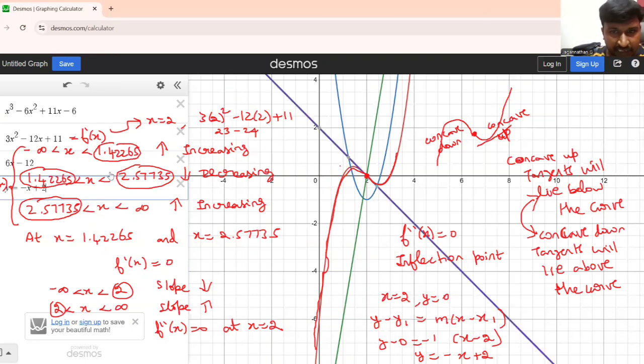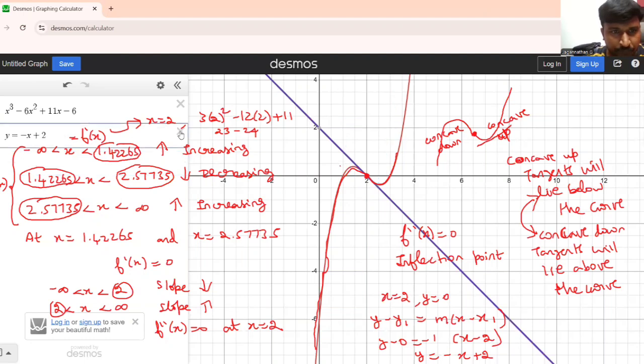Hope you can see that. I'll even remove all the other curves to get better clarity for us. I'm removing the second differential curve. I'm removing even the slope curve. Are you able to see, people? This tangent is above the concave down curve, and at the same time it's below the concave up curve. So that's why this particular point is termed the inflection point.